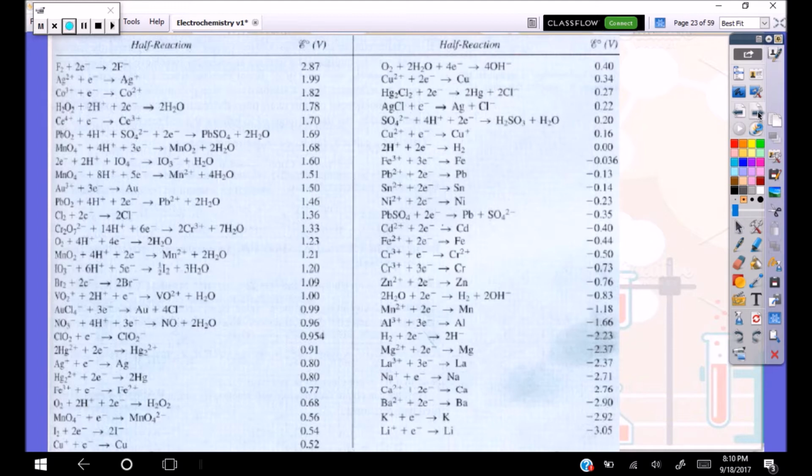Okay. This is the other table that you will see in your packet. This one is very useful. This is not an official one from College Board, but it will show up in your quests. And actually, one of the examples we do today will use one of the electron potentials from this.